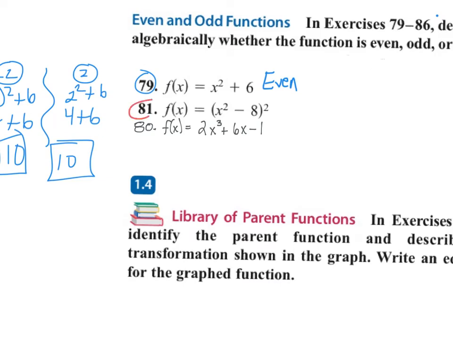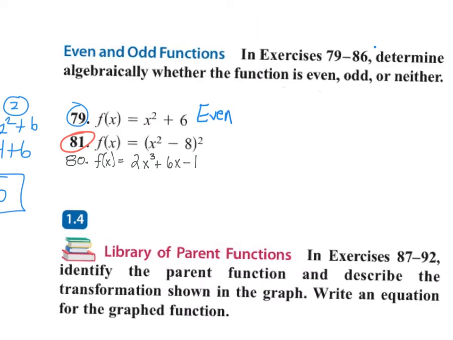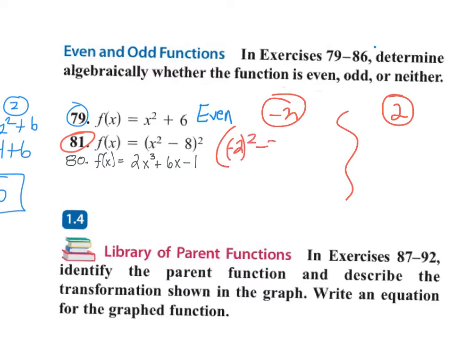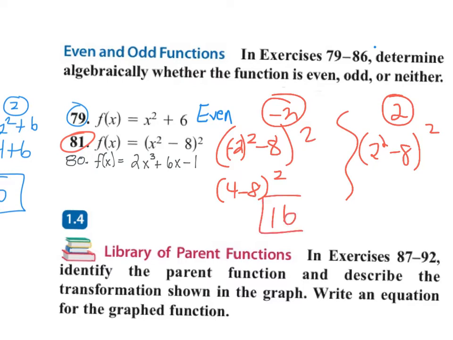So for 81, what do you guys want to do? 2, negative 2? Okay. You can do negative 2 and 2 every time. It's fine. So you have negative 2 squared minus 8, and that's squared. And you have 2 squared minus 8 squared. Negative 2 squared is 4. So 4 minus 8 squared. What's 4 minus 8? And negative 4 squared is 16.